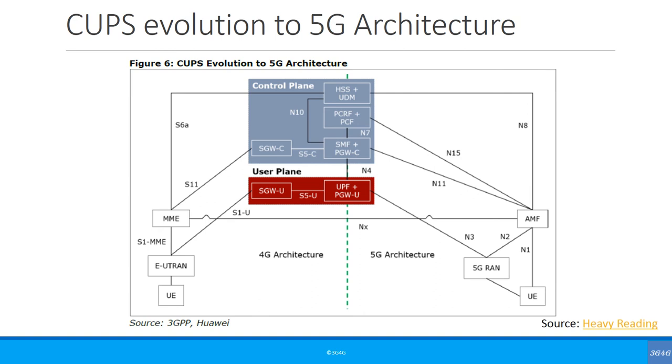This one is from a white paper which was recently released by Heavy Reading in conjunction with Huawei. And this is showing how the CUPS evolution to 5G architecture will work with all different interfaces. It's a good introduction paper on the 5G core network, and I recommend that you read it if you have time.